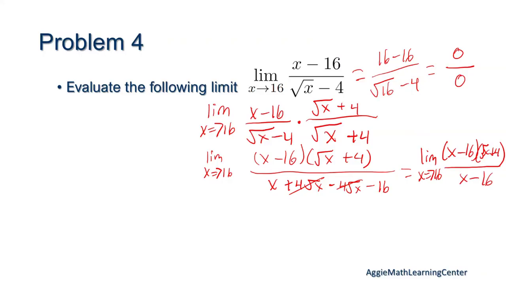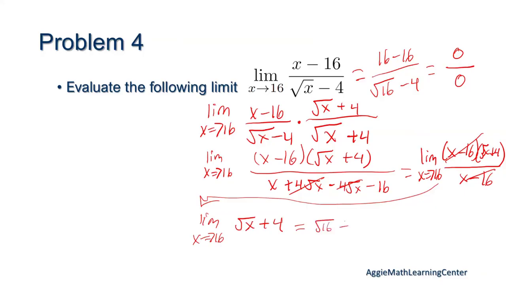I see two terms that can cancel here, and right here. So I'm just going to scoot it over here. We get the limit as x approaches 16 of square root of x plus 4. Now we can plug it in. So if we plug 16 in, we get square root of 16 plus 4, which is equal to 8. And our answer says it's 8. Does that make sense so far?